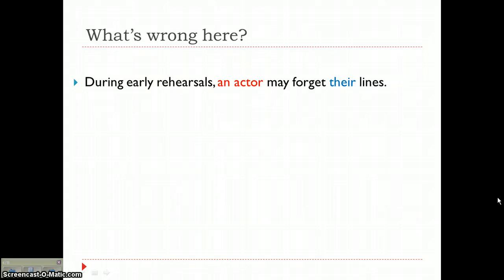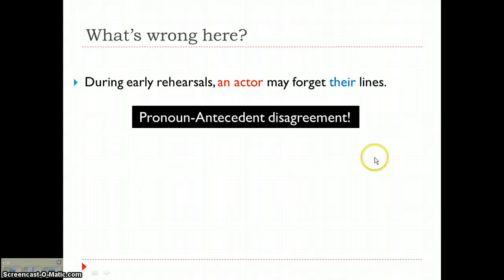I'm assuming this is like Dora the Explorer and you're shouting the right answer. Yes, there's a disagreement here. The pronoun and the antecedent do not agree. All right? Is that singular or plural? Obviously, it's plural. There are multiple people. "An actor," though, is only singular.